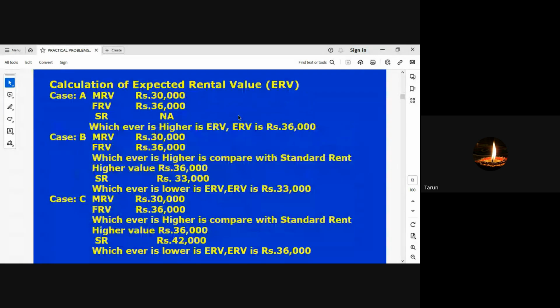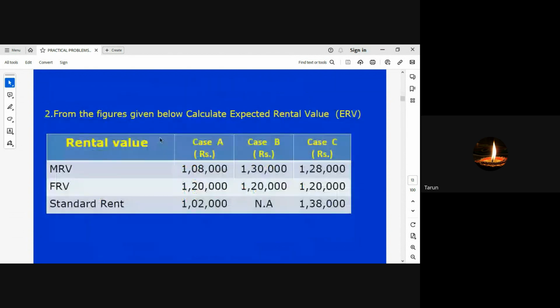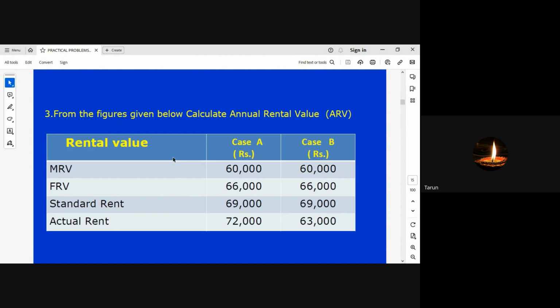So this is a question, more questions have been given, and you need to do them at home. You need to calculate the expected rental value for case A, case B, and case C in the same similar way. This is also another question. It's already given to you, and the same procedure has to be followed, so you can easily do it.